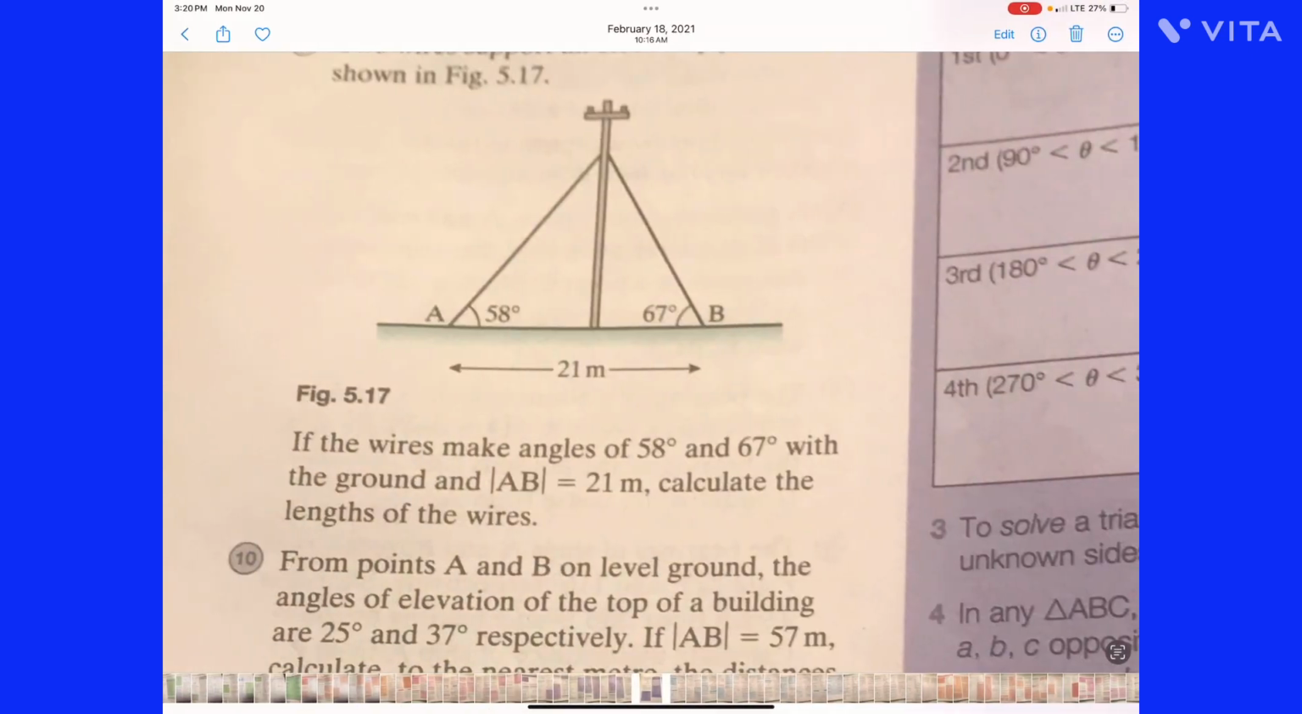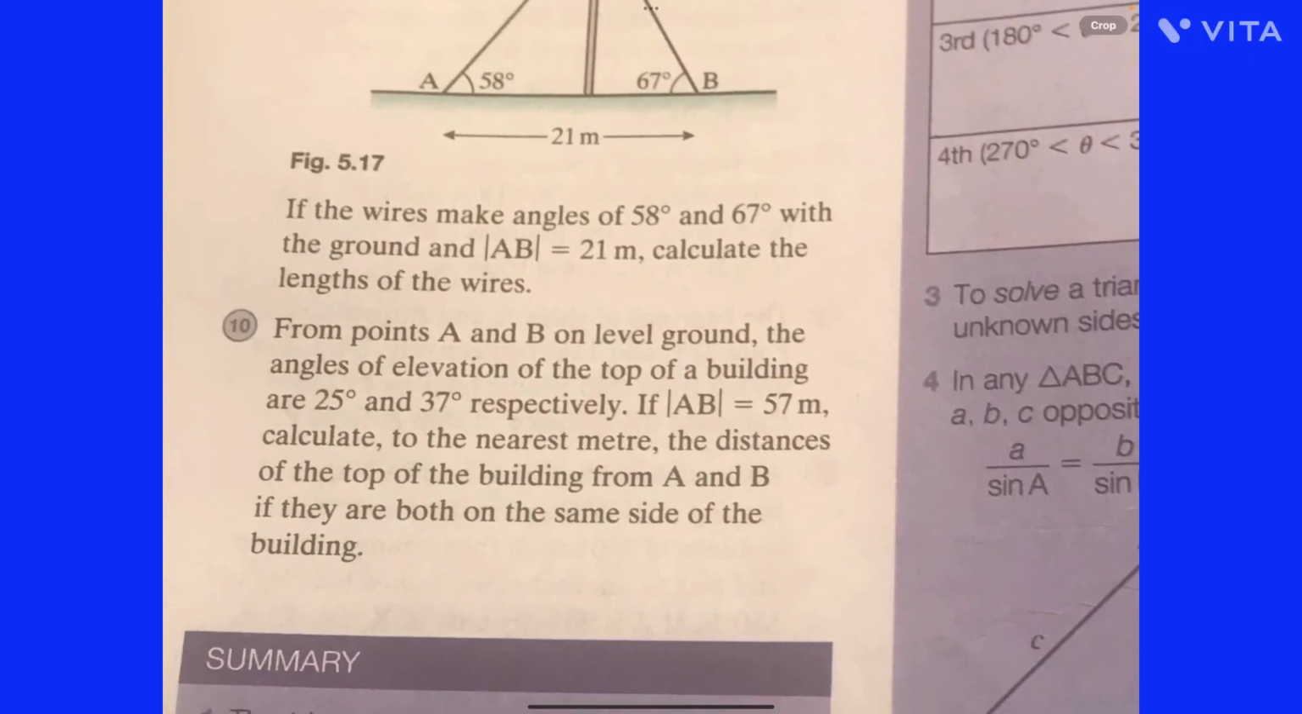Let's answer the last question in the exercise, question 10. Okay, how do we answer? Question 10 says, from points A and B on level ground, the angles of elevation of the top of a building are 25 and 37 degrees, respectively. AB is 57 meters. Calculate to the nearest meter the distances of the top of the building from A and B if they are both on the same side of the building.